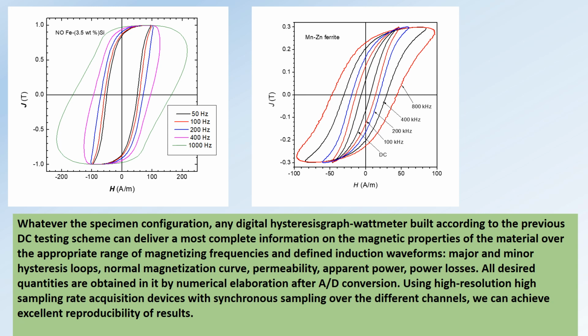In the left figure you see hysteresis loops at different frequencies from 50 Hz to 1 kHz in a non-oriented iron silicon lamination sample, Epstein frame. In the right figure there are hysteresis loops from DC up to 800 kHz for a manganese zinc ferrite, to observe the different frequency behavior of the hysteresis loop.